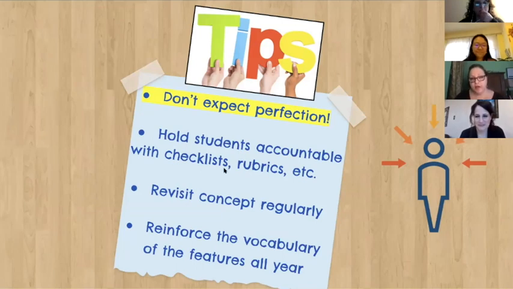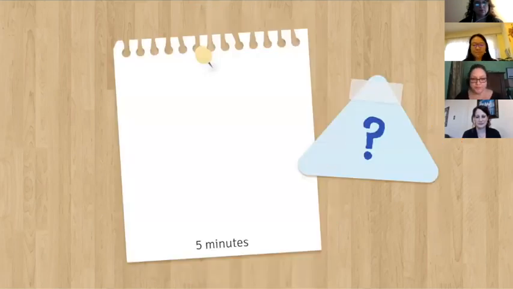Secondly, hold them accountable with checklists and rubrics. You might have to go back and revisit this concept again. So I teach it several times. I remind them throughout the year, formal and informal, formal and informal. And then also the vocabulary of the features. I use that vocabulary from that chart I shared earlier. I use "complex sentence." I use words like that.